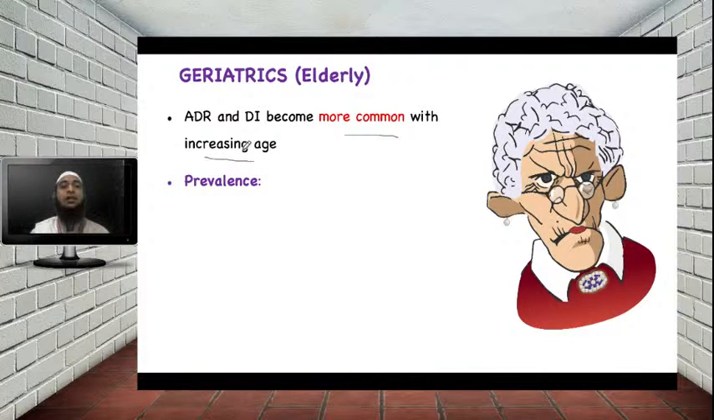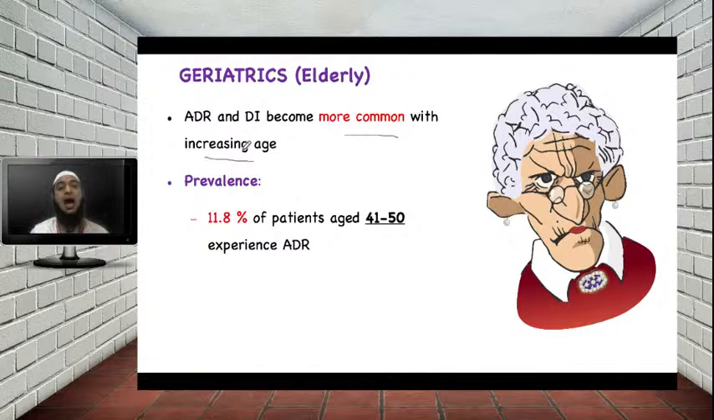Let's see what the prevalence of ADR and DI is in elderly patients. These figures are in comparison with the figures for adult patients. It is observed that about 11.8% of patients at the age of 41 to 50 experience adverse drug reactions, whereas if they are below the age of 40, there is a lower prevalence of adverse drug reaction. It means when the age comes between 41 and 50, the prevalence or risk of ADR is increased to 11.8%.